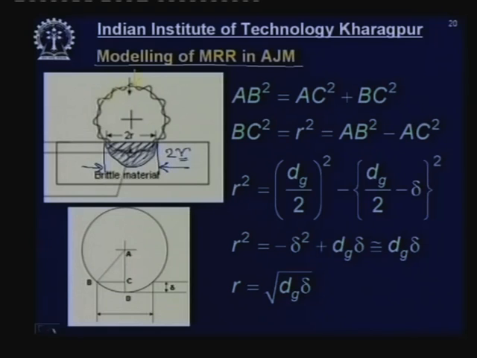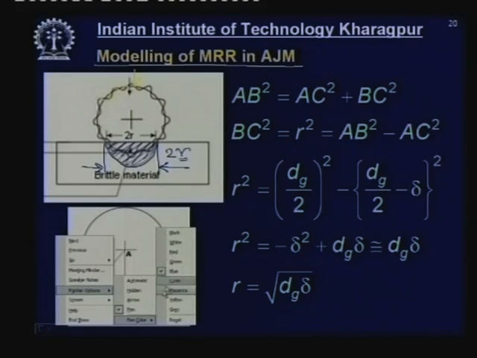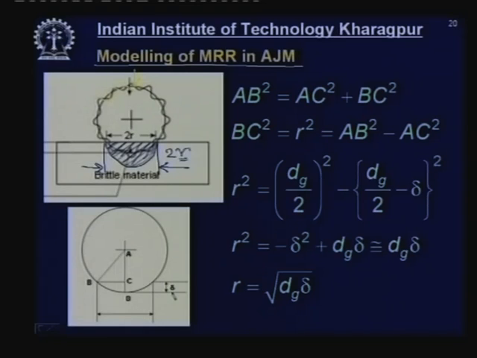How can we find it out? Let us look into the equations. First, it says AB square, this particular distance hypotenuse is equal to AC square plus BC square. By rearranging, I can write BC square, which is nothing but the small r square, is AB square minus AC square. AB is nothing but the radius of the grit, and AC is nothing but the radius of the grit minus delta. What is that delta? That delta is the indentation.